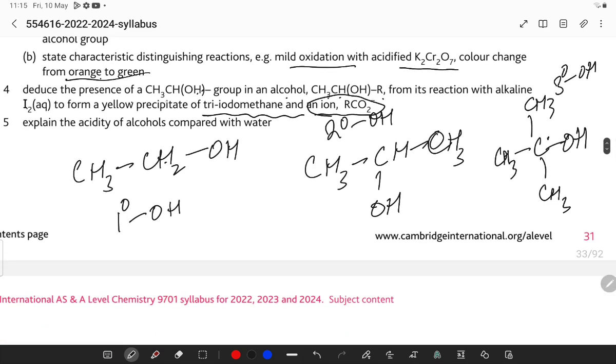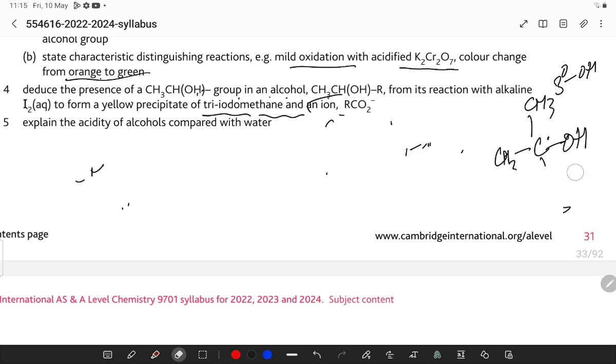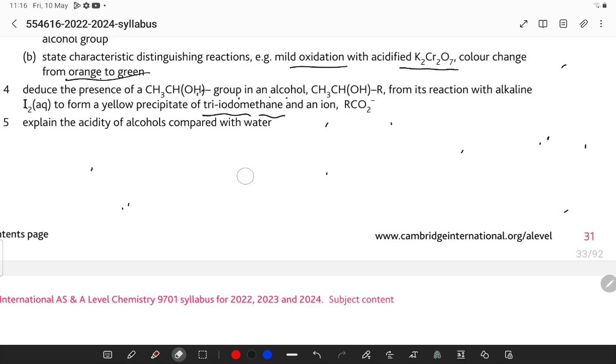Now deduce the presence of the CH3CHOH group in an alcohol from its reaction with alkaline iodine to form yellow precipitates of triiodomethane, and an RCO2 negative ion is formed. So this is the triiodomethane test.